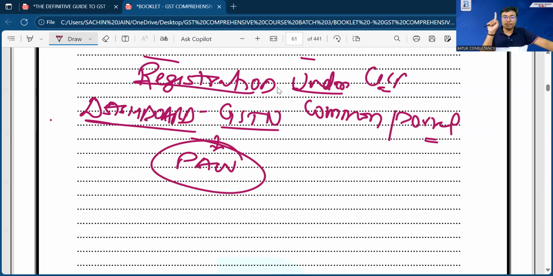So I am a single person, CA Sachin Jain. I have one PAN number. So if I want to take GSTN, then GSTN will be issued on account of my PAN. On one PAN, we can take multiple GSTN. There is no issue with that.